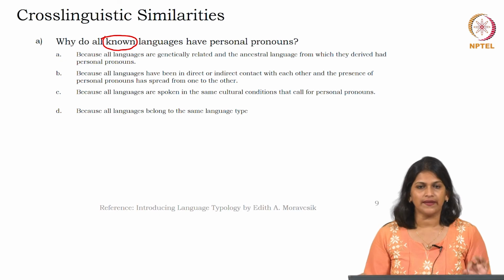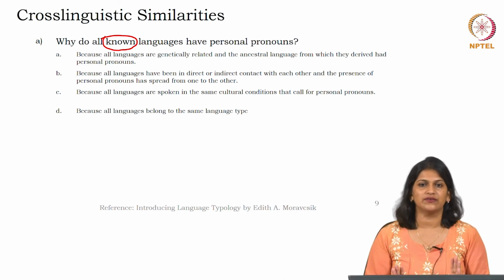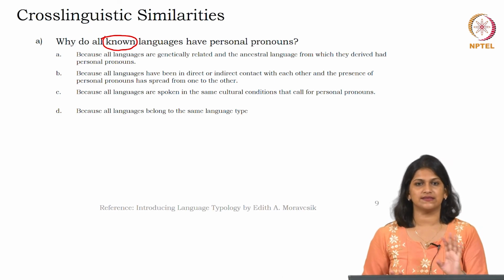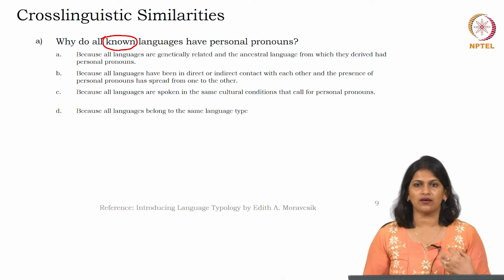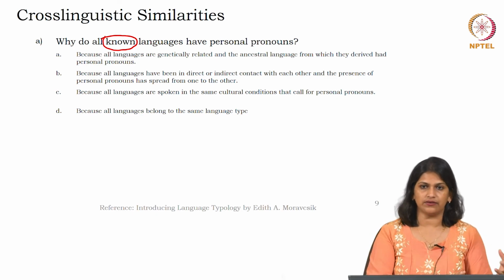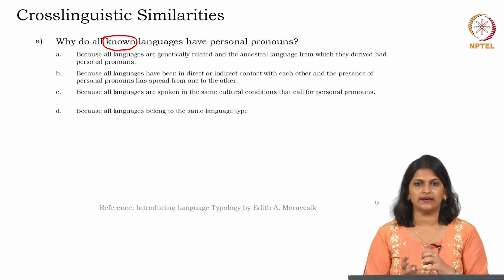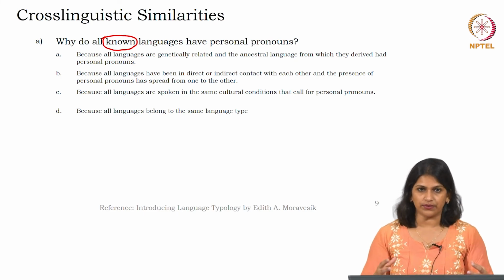What is the second set of argument? The second set of argument is all languages have been in direct or indirect contact with each other and the presence of the personal pronouns has spread from one to the other. That is the second reason. What are we claiming? We are claiming that besides having a common ancestral relation, all languages in the world might have had either direct or indirect contact. And because of this contact, the presence of the personal pronoun has spread from one language to the other. That is how we have got personal pronouns in all the known languages of the world. That is the second thing.